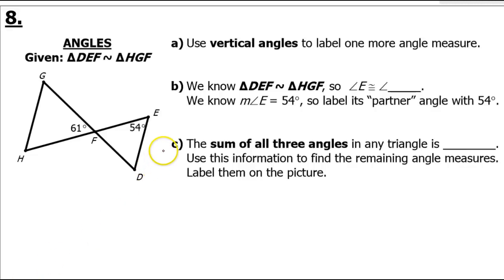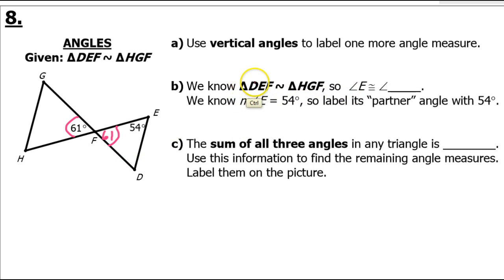In this video, we will continue to explore the properties of similarity, and usually it will be triangle similarity. So we are given that triangle DEF is similar to triangle HGF. Use vertical angles to label one more angle measure. So because these are vertical angles, we know that this will be 61.